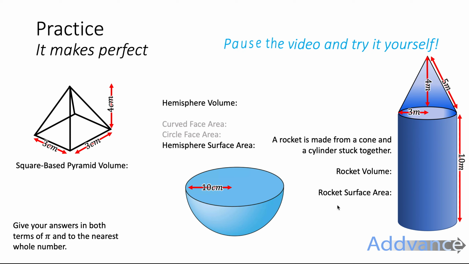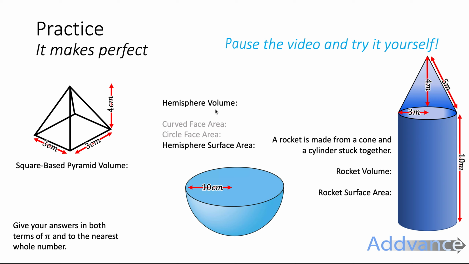For the surface area of the rocket, it's a bit trickier. Think about the circle on the bottom, the curved rectangle around the outside of the cylinder, and then the curved surface area of the cone on top. And you need to add those together to find the surface area of the rocket.